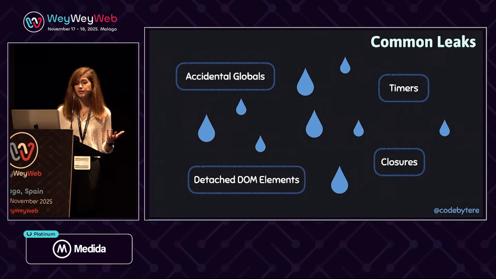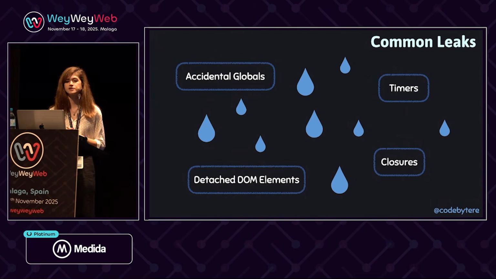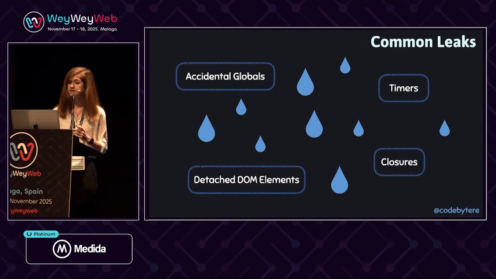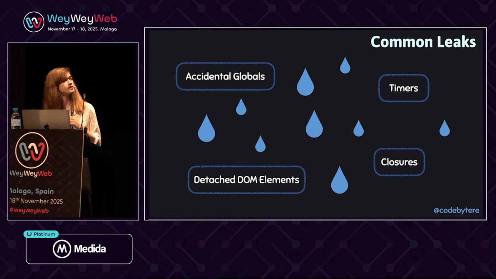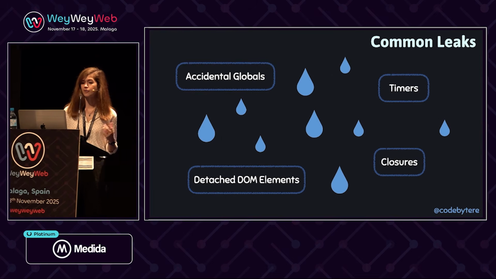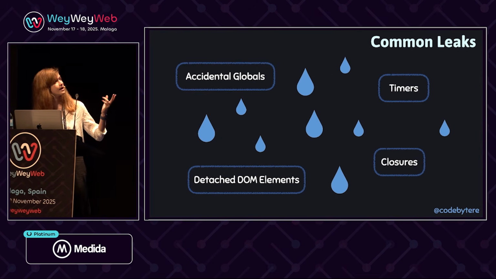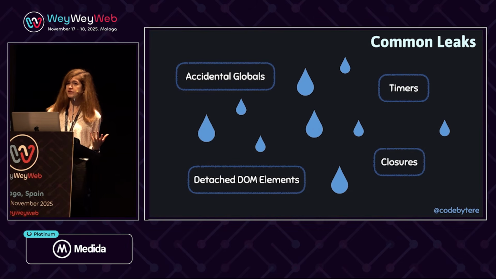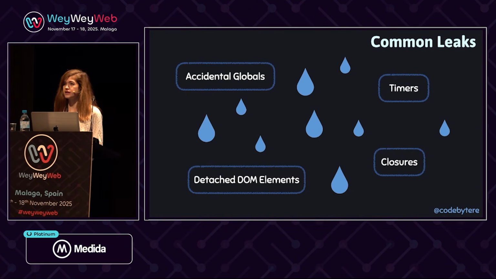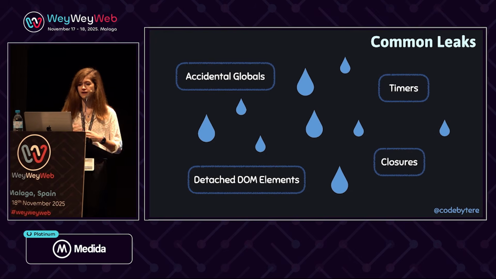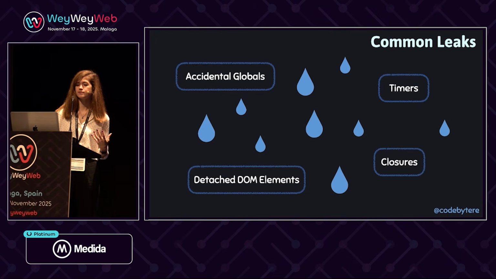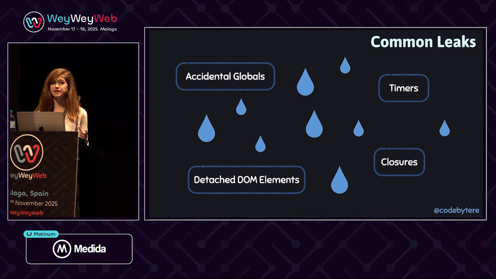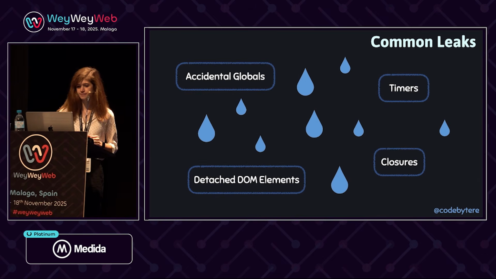There are a lot of ways to leak memory, so for today's purposes, we're going to be spending our time on 4 of the usual suspects. These are accidental globals, timers, detached DOM elements, and bad closures. Each of these hurts your garbage collector's ability to do its job properly, as well as your end user's ability to use your app smoothly. The good news, however, is that they're all extremely fixable.